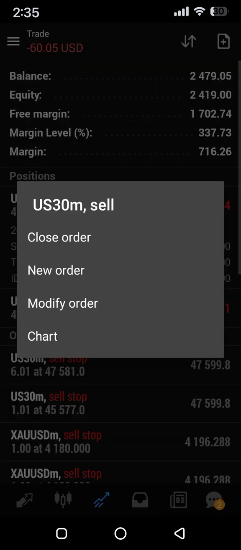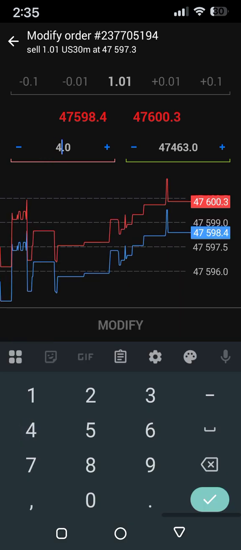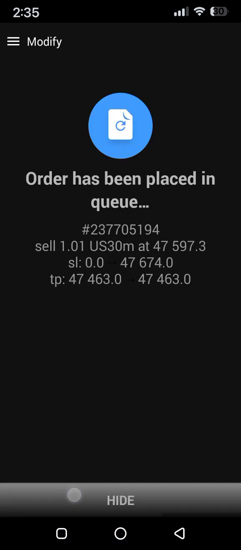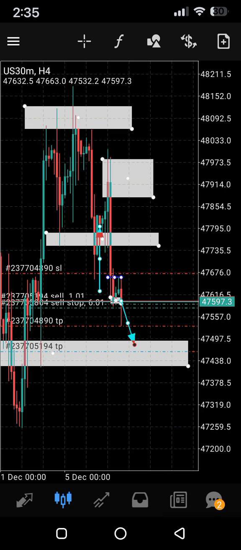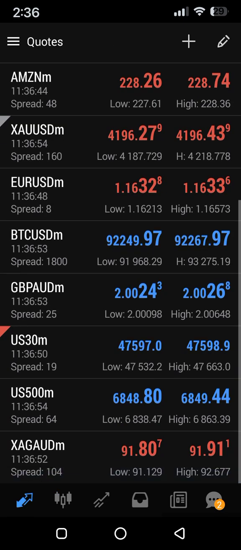But for this one, let's modify order. Stop loss will be at 47674. Okay, that will also be my stop loss for this one. Okay, so all you have to do right now is wait for price to start pushing lower, and then after that we shall take profit. But if price fails to push lower, we shall gladly close out with a stop loss above, and then we shall call it another day.